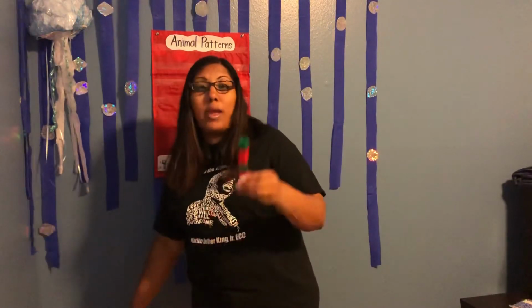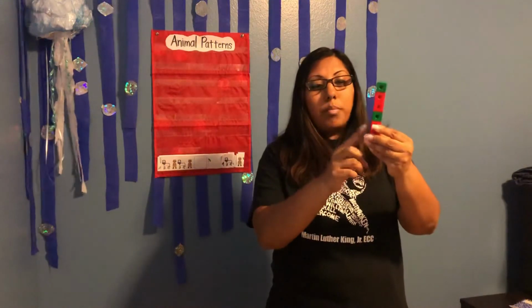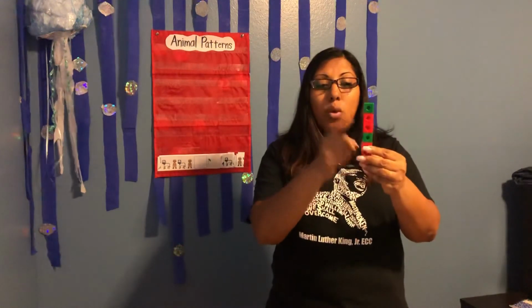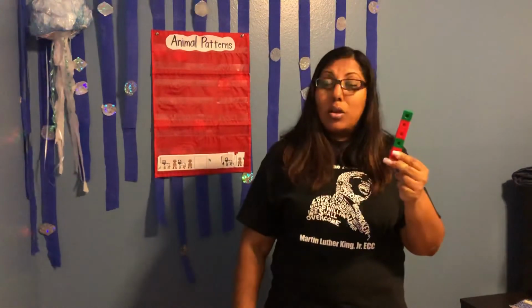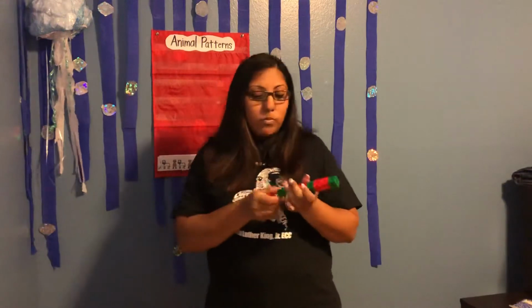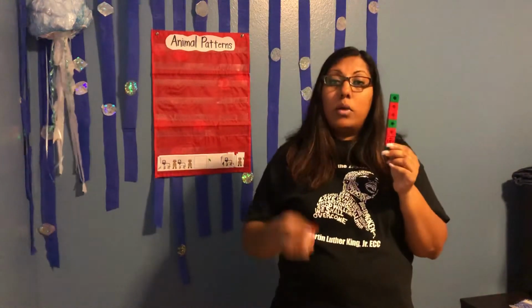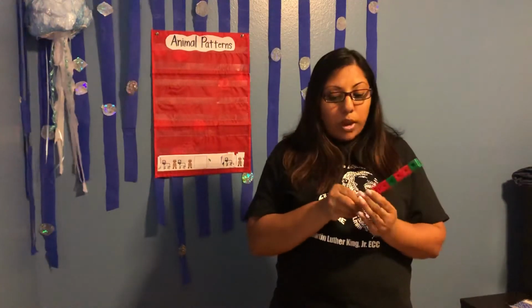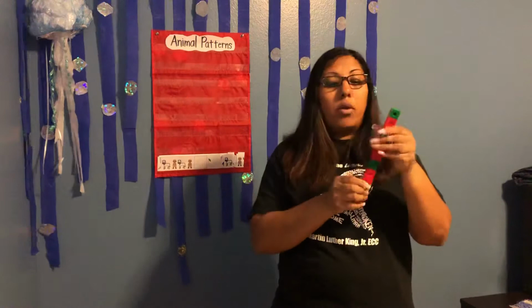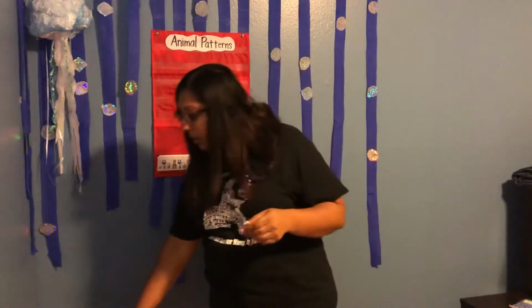Then we're going to move on to an A, B, B pattern, boys and girls. We have A, B, B, A, B, B. We have green, red, red, green, red, red. What color comes next? Yep, the color green. And how many of the next color, boys and girls? One and two of the color red. That's correct. That's going to complete our ABB pattern. Let's say that one more time, boys and girls. ABB, ABB, ABB. Good job, boys and girls, with the ABB pattern.